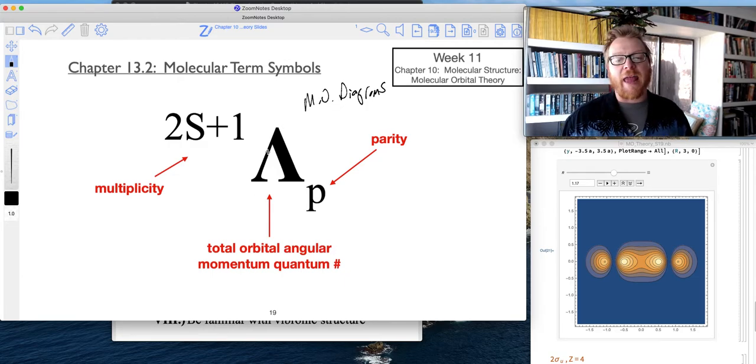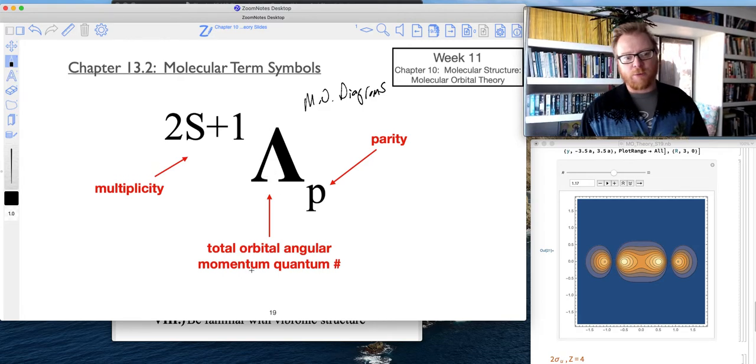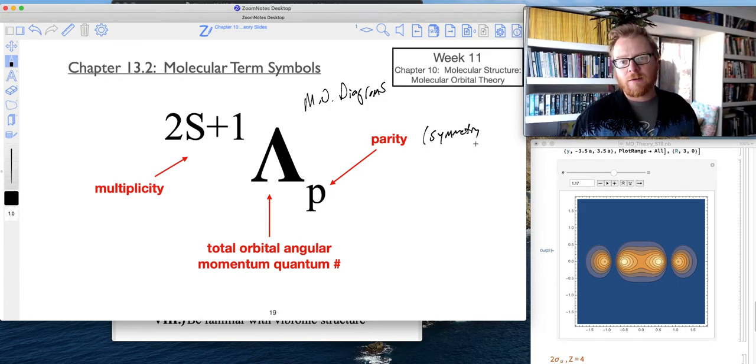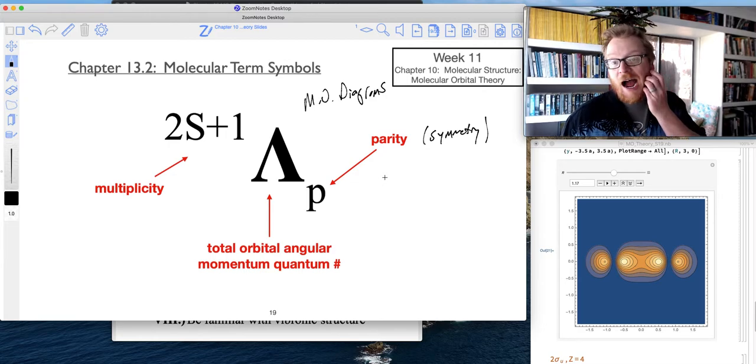Instead of a capital L, like we use for atoms, we use a capital lambda for molecules, which is still representing our total orbital angular momentum quantum number. But now we have a new term right here, which is related to symmetry. And so this parity, right, that's all about the g or the u symmetry operation. So that turns out to be more important to notate in molecular term symbols. Okay.